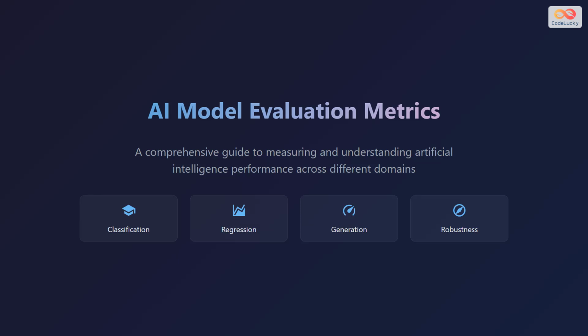Welcome. This is a comprehensive guide to measuring and understanding artificial intelligence performance across different domains. We will be looking at evaluation metrics for classification, regression, generation, and robustness of the models.